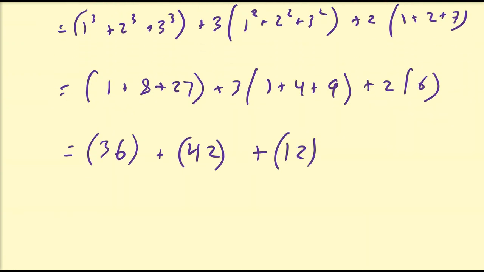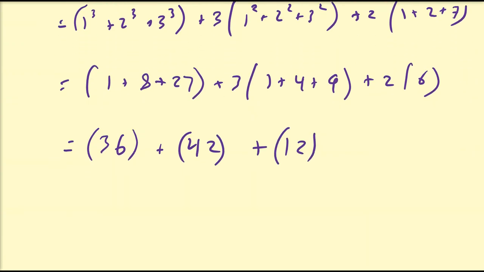Right? Alright, so what do we have here? So 36 plus 42 is 78 plus 12 is going to add up to 90.